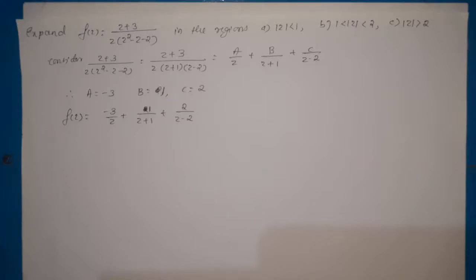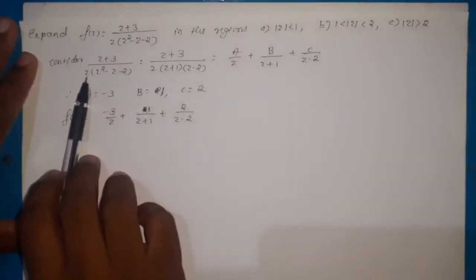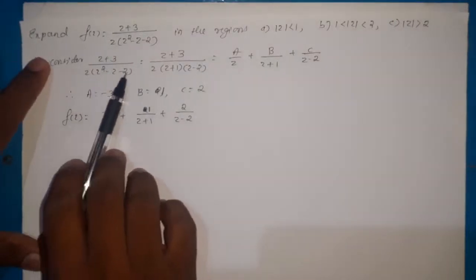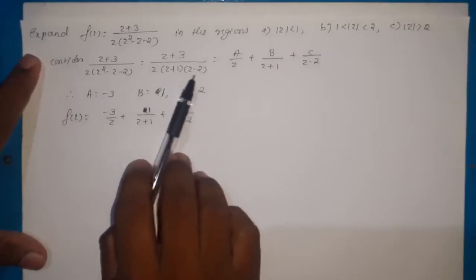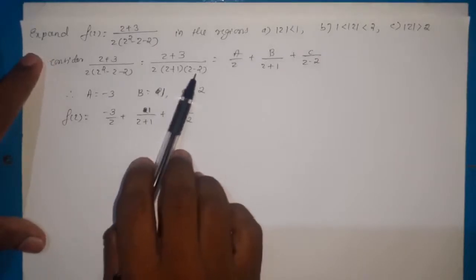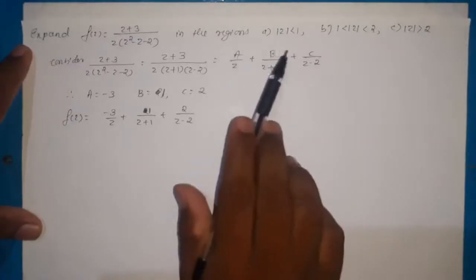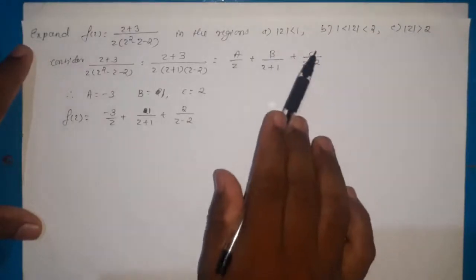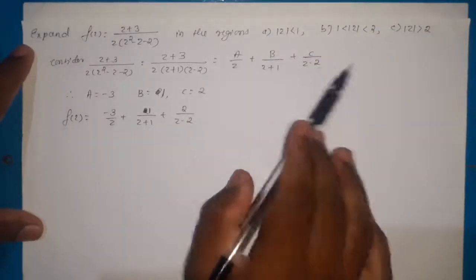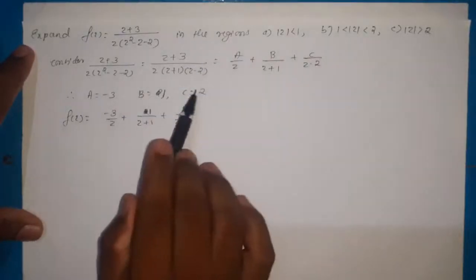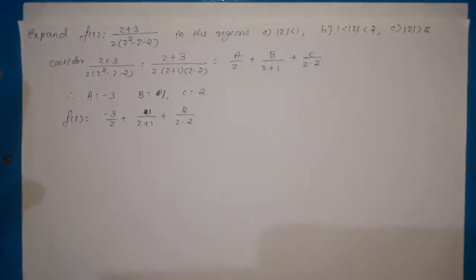So here the function given is z plus 3 divided by z into z square minus z minus 2, and the factors of this quadratic expression are z plus 1 and z minus 2. Then by using partial fractions, a by z, b by z plus 1, c by z minus 2, we get a equal to minus 3, b equal to 1 and c equal to 2.